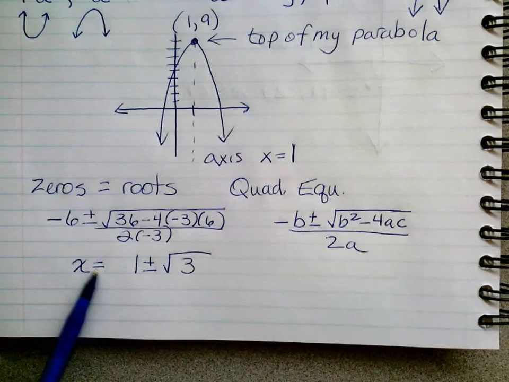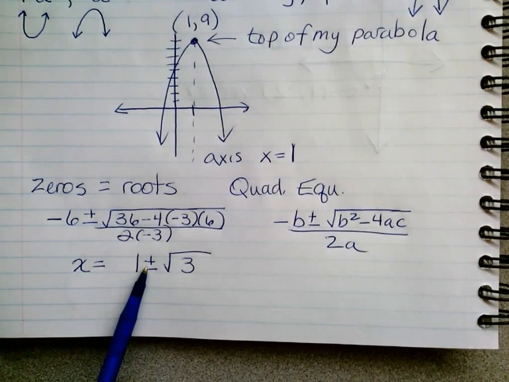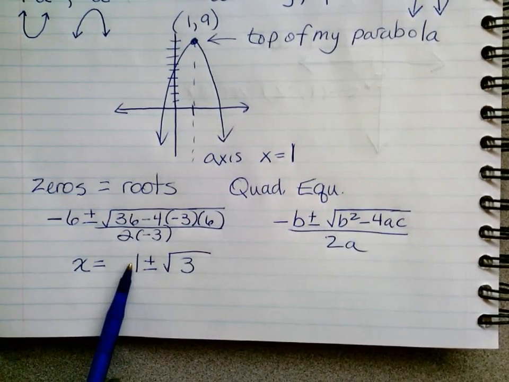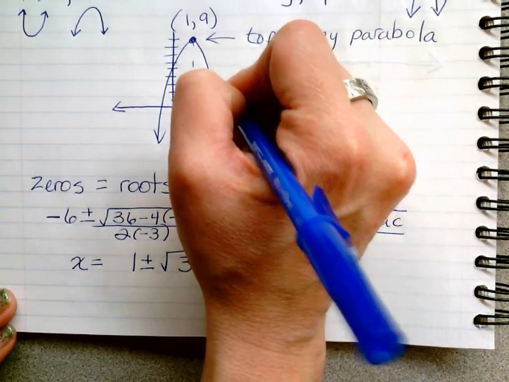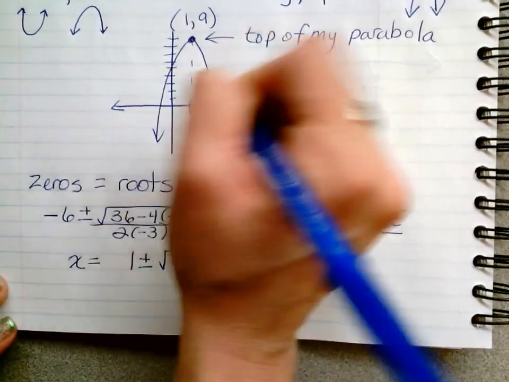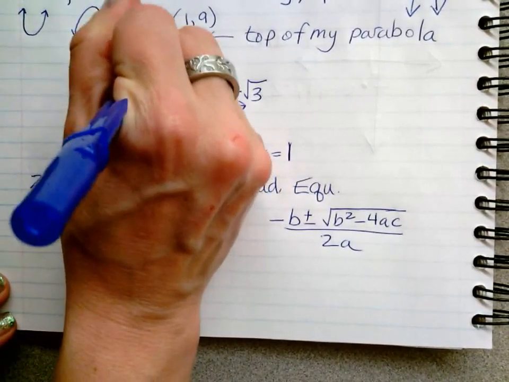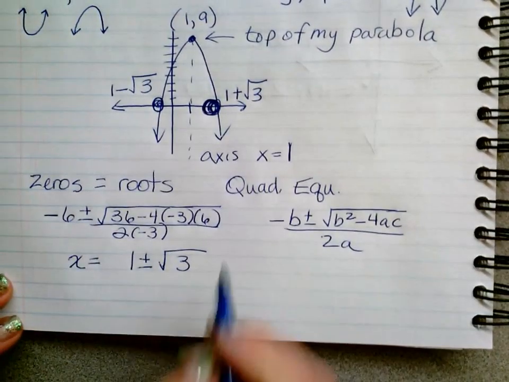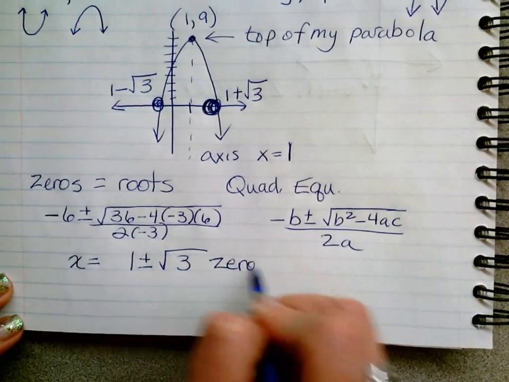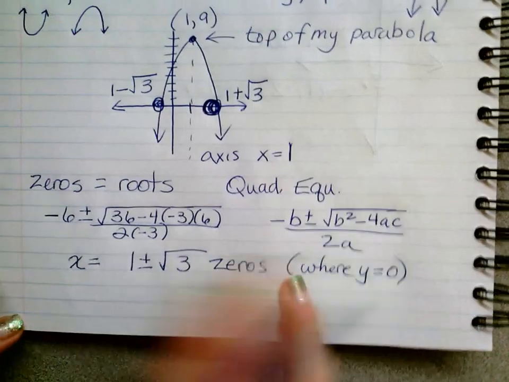What does that tell us? This is actually going to be y is 0. The zeros, y is 0. So 1 plus radical 3 is here. Just ignore how pretty my graph is. 1 minus the square root of 3 is here. These are your zeros, also known as where y is 0.